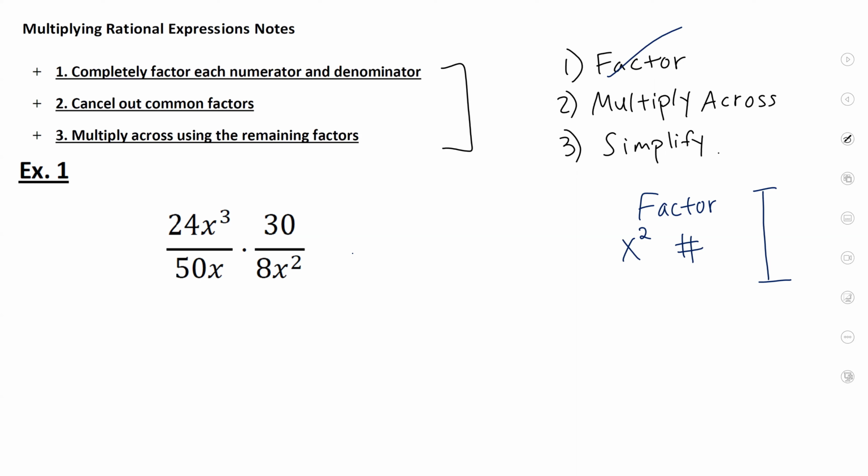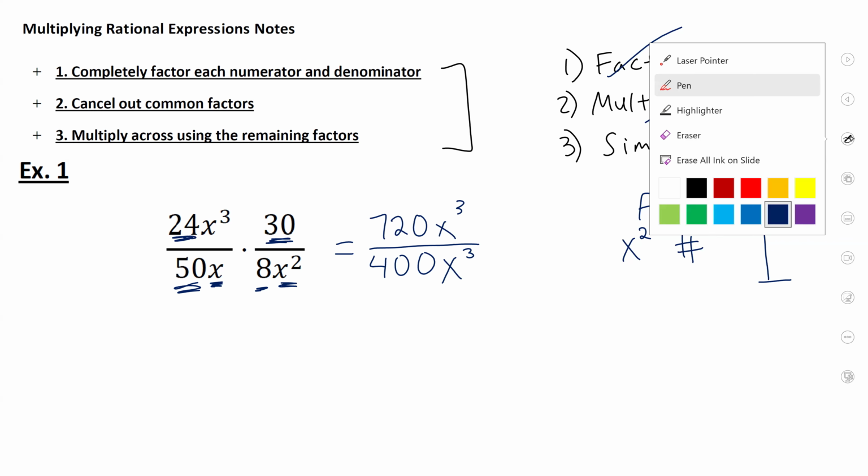So guys, grab your calculators. What is 24 times 30? $720, thank you. And then I have an x cubed. That's the numerator. Let's do the denominator. What is 50 times 8? 400. I have an x times x squared. What do you think that will become? X cubed. Perfect. That was step number 2, multiply across.